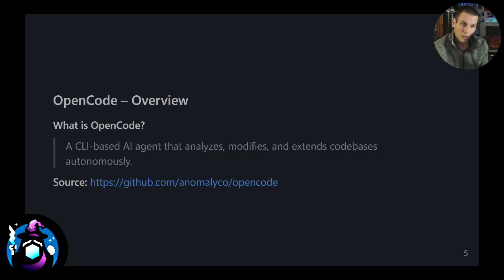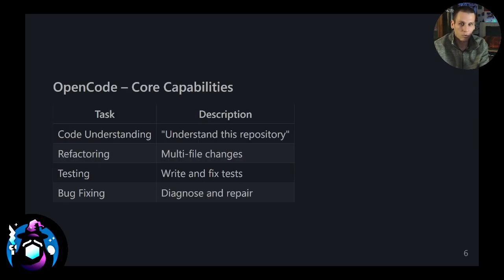The main thing of this video is the introduction of OpenCode. What is OpenCode? OpenCode is a command line interface AI agent system that helps you to analyze, modify, extend code bases in an autonomous way. So the AI is making the changes in the files, not you. You're just observing and steering it. You can get it from GitHub. There's the source, and I'll link it in the description.